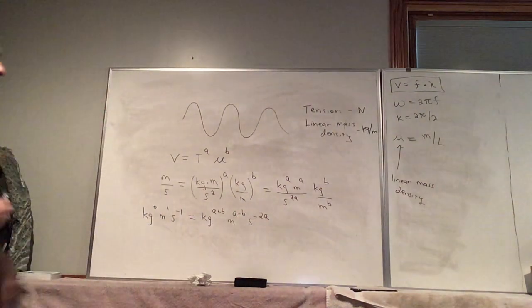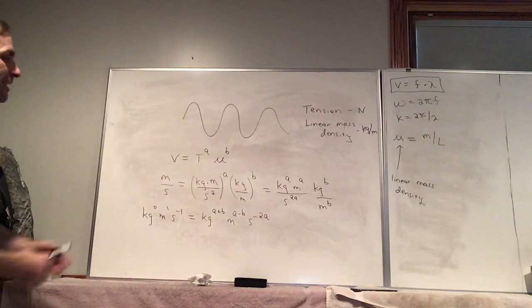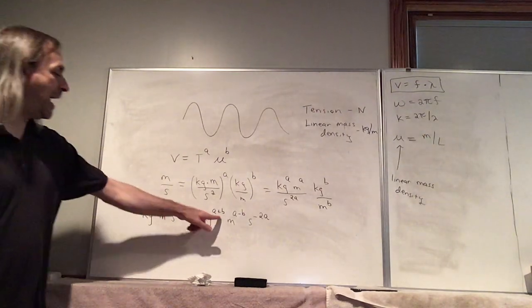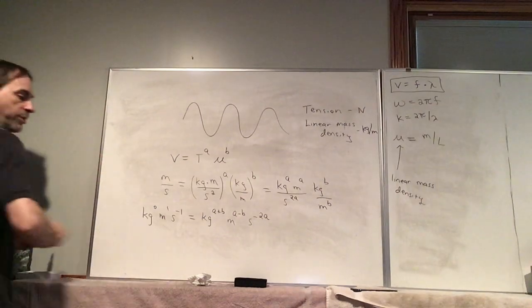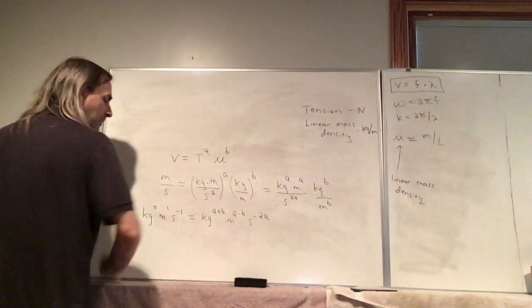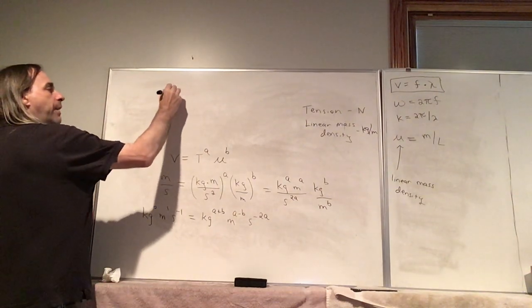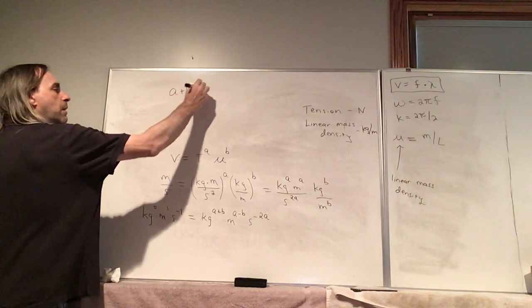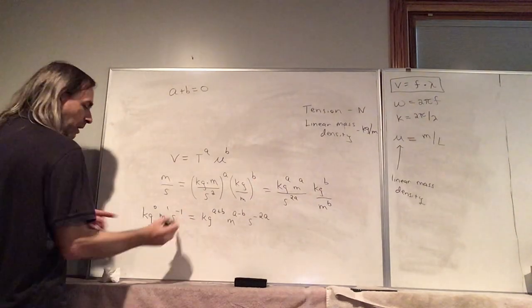And we're going to write that seconds to the power minus 2A because it's in the denominator. And so now just by comparing these, we get this set of equations. We have A plus B has to be equal to 0. So let's write this down. We have A plus B has to equal 0.